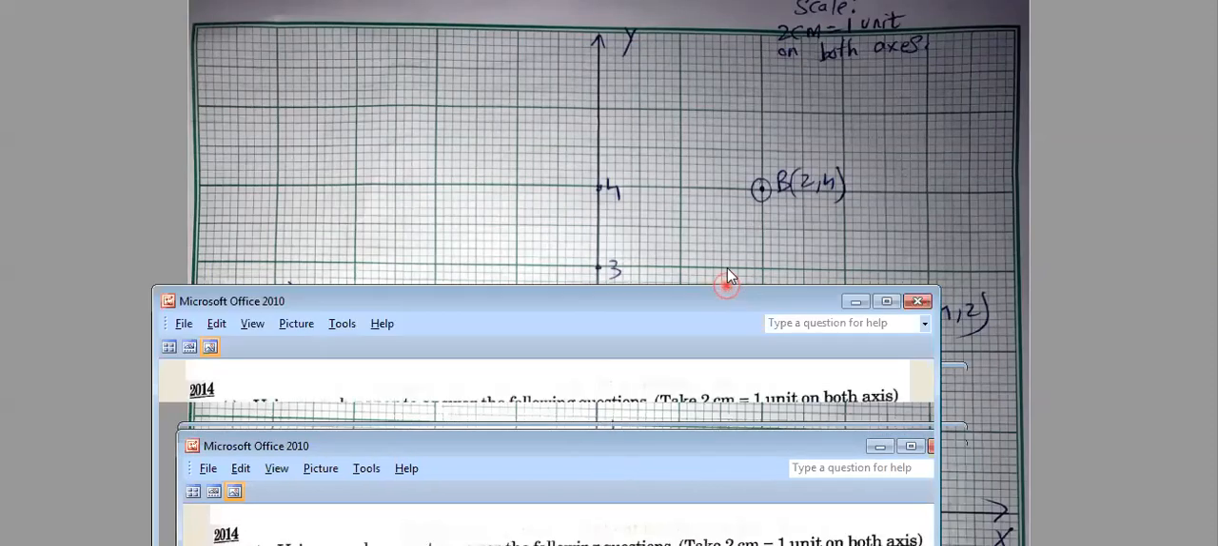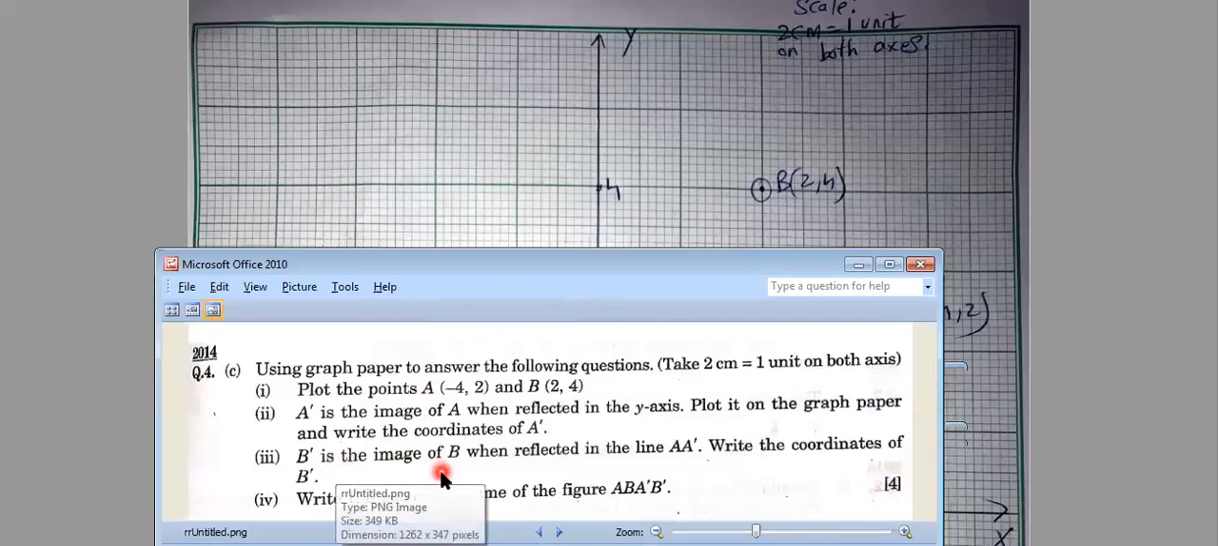So once again, I'm reading the question. B dash is the image of B. So B is a point. Here, see the cursor. B is a point. We need to get B dash, its image, but when reflected through A dash. Okay. So now what to do?